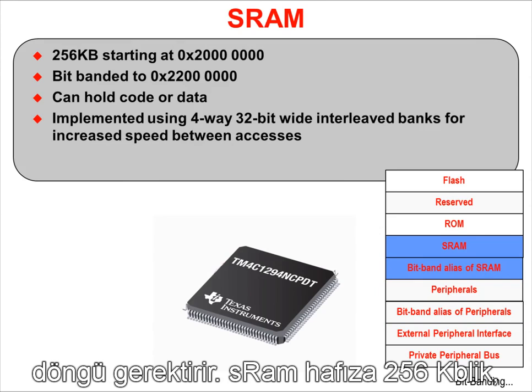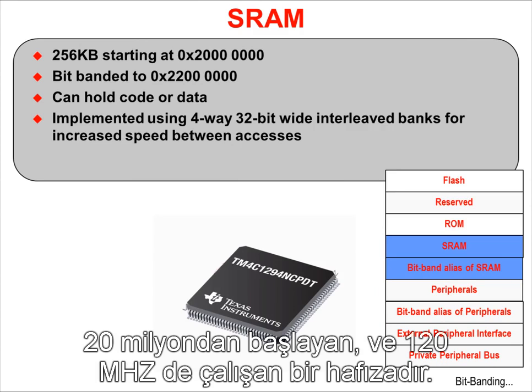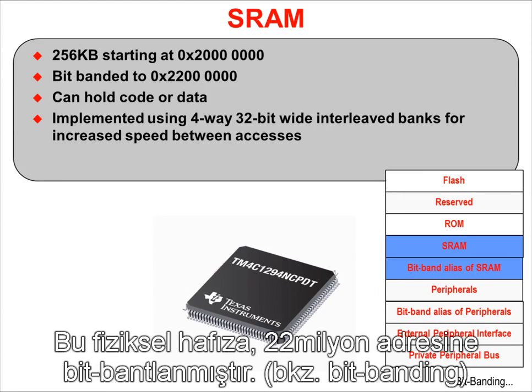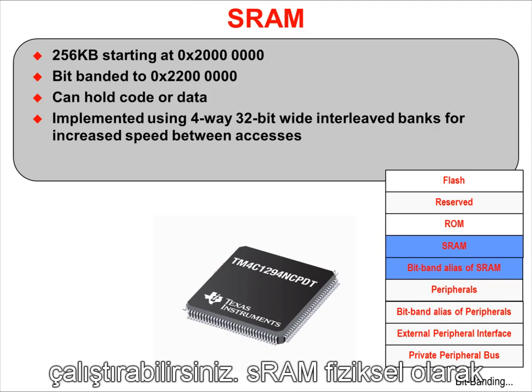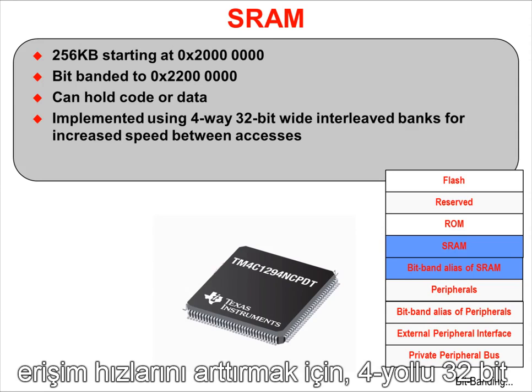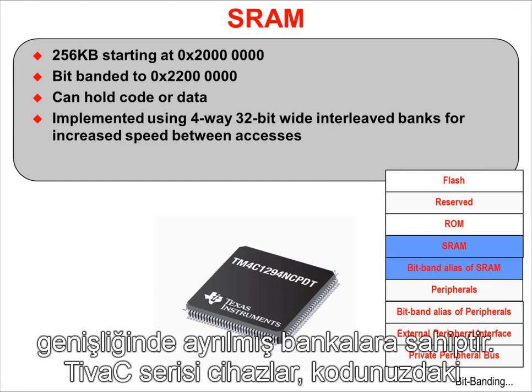SRAM memory is 256 kilobytes starting at 20 million and operates at 120 megahertz. That physical memory is bit-banded into address 22 million. SRAM can hold code or data. You can execute code out of SRAM if you choose to do so. SRAM is physically implemented using 4-way 32-bit wide interleaved banks to increase speed between accesses.